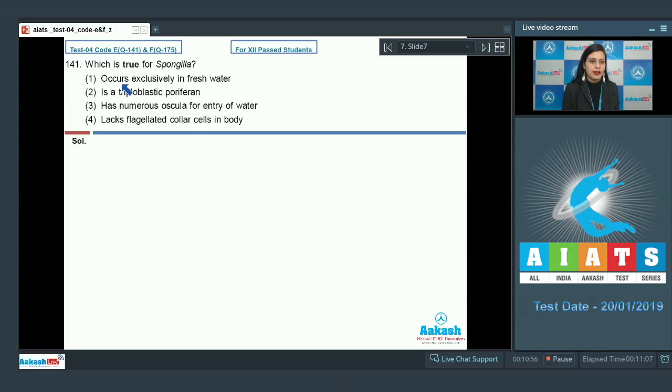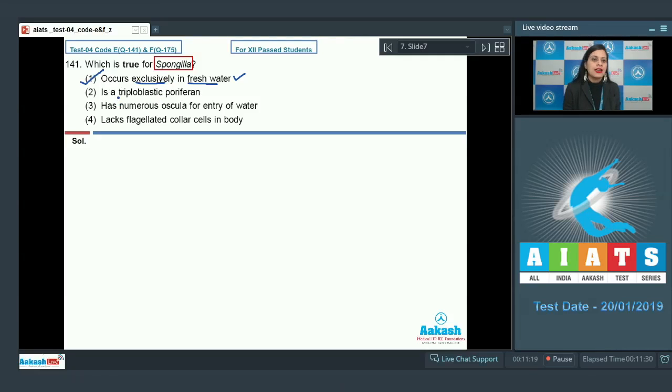Question number 141. Which is true for Spongilla? Spongilla belongs to the phylum Porifera. It's a sponge. The first option is occurs exclusively in fresh water, and as it is a correct statement, this is a correct answer to our question. Spongilla, which is commonly known as freshwater sponge, is exclusively present in fresh water.